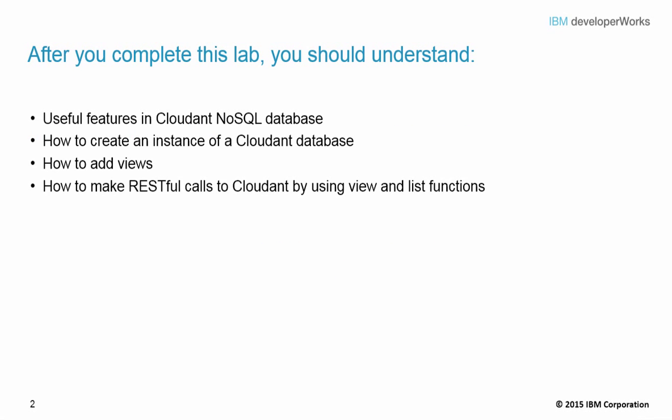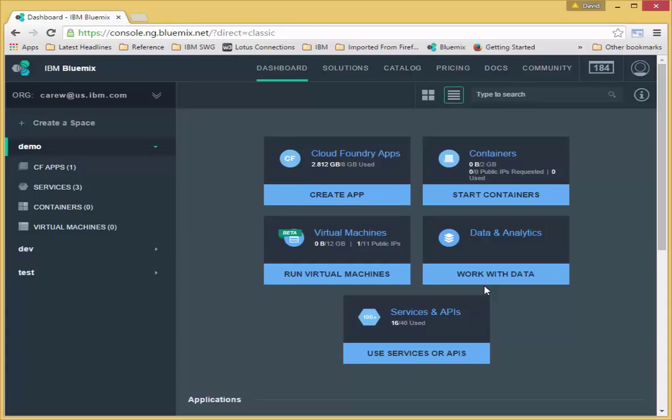Hello, this is a walkthrough of the lab entitled Using the Cloudant NoSQL Database. At this point we've assumed that you've already downloaded the zip file containing the scripts and examples used in the lab, that you've already installed curl, the command line utility to make HTTP and HTTPS calls, and that you've logged into Bluemix. So we're going to pick up the action at this point where you've logged into Bluemix and are starting the lab.